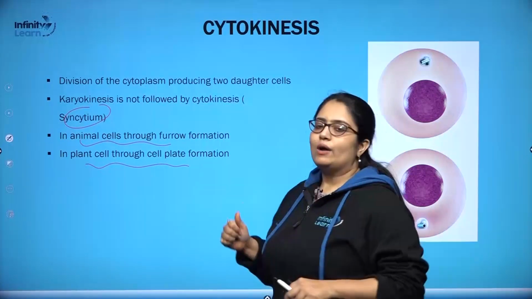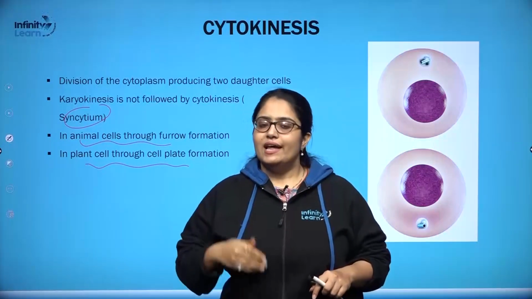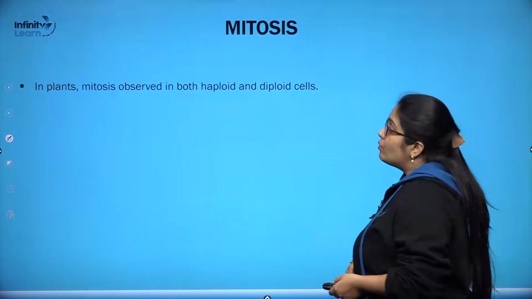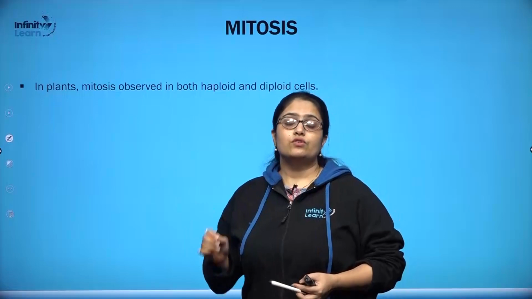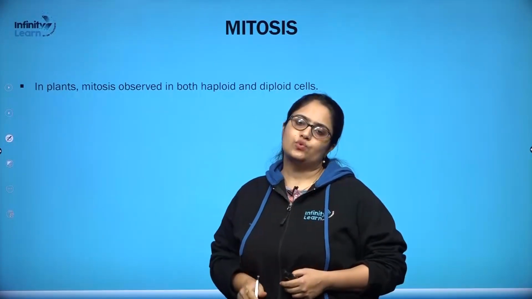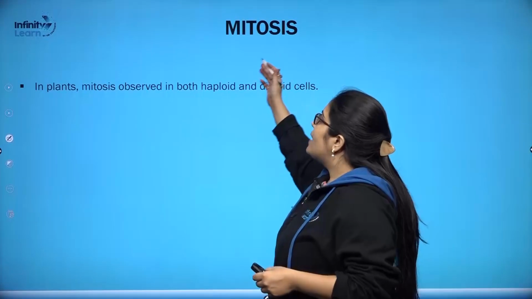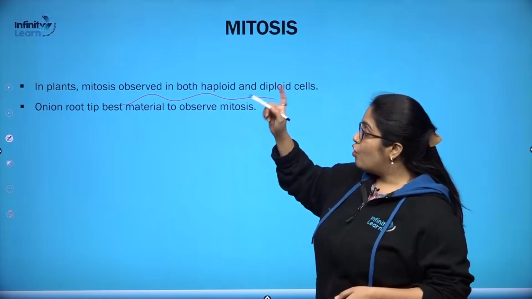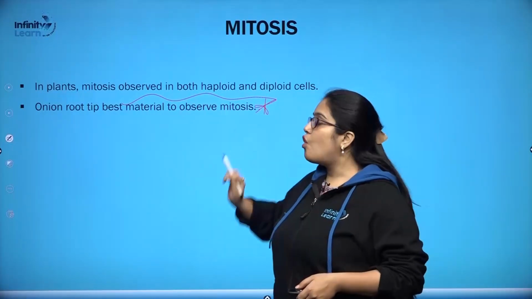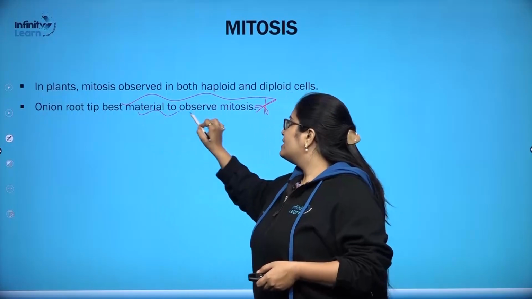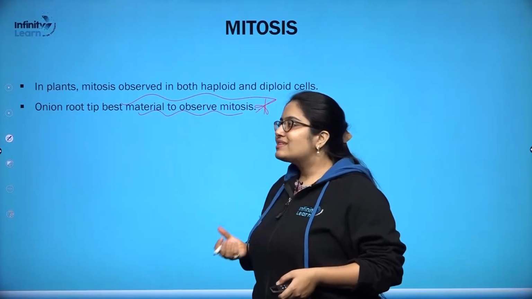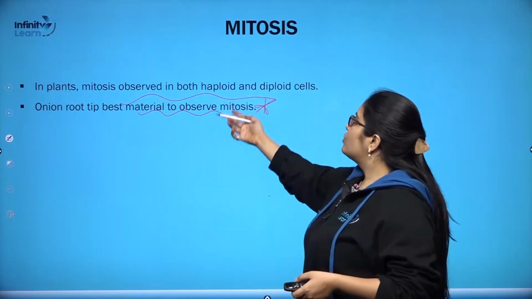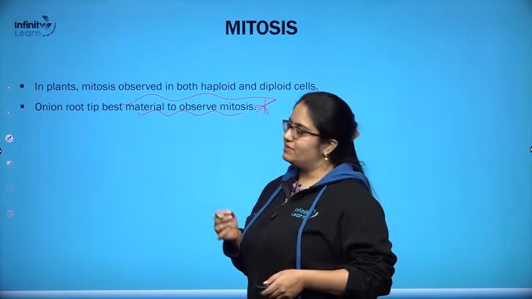So that's all I would like to explain about mitosis. Now the next thing that we need to discuss is meiosis. Okay, one more thing, before we start discussing meiosis, there are a few important points that we need to understand about mitosis. In plants, mitosis is observed in both haploid and diploid cells. And also remember, you can expect a question on this. Onion root tip is the best material to observe mitosis because the size of the chromosome is considerable, easily visible, so that you can easily observe how mitosis is taking place. So onion root tip is the best material.